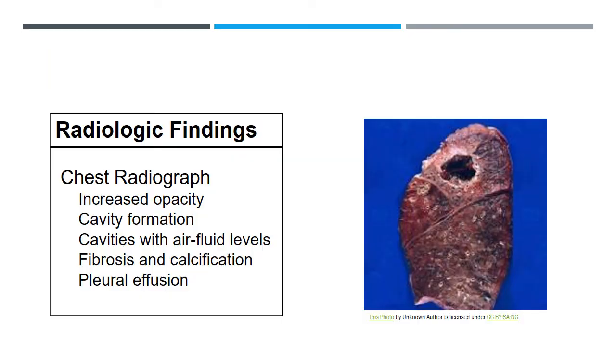On chest x-ray, you will see increased opacity, or it's wider. Cavity formation, so there's a big hole, and here's a picture of a lung with a hole. Cavities with air and fluid levels, fibrosis, calcification, and possibly even pleural effusion.